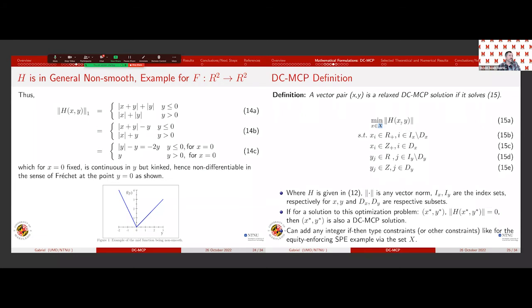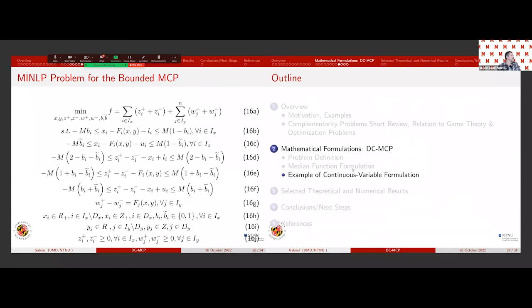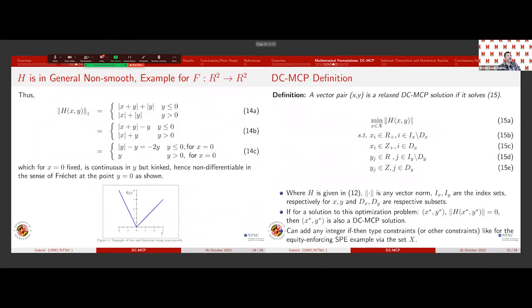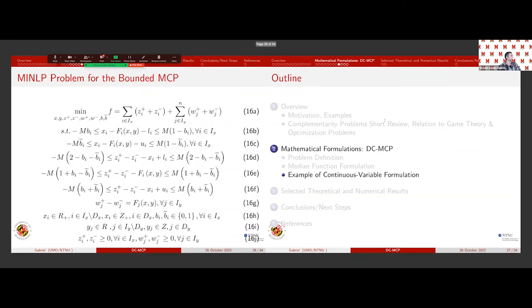Basically, any vector norm will do, but some are better from a computational point of view. So if we use the one norm, we get this a little more complicated expression, where essentially what we're doing is creating new variables Z's and W's with positive and negative parts, and we're looking at the one norm of H. So it's the L1 norm of H that is being represented.